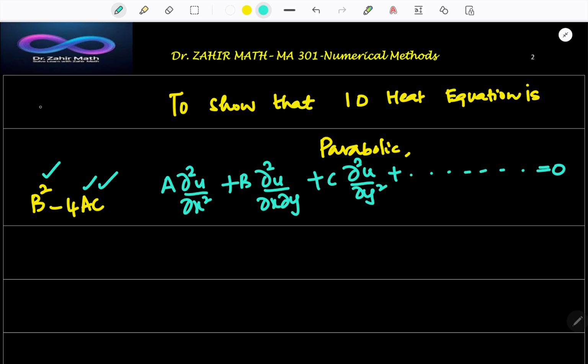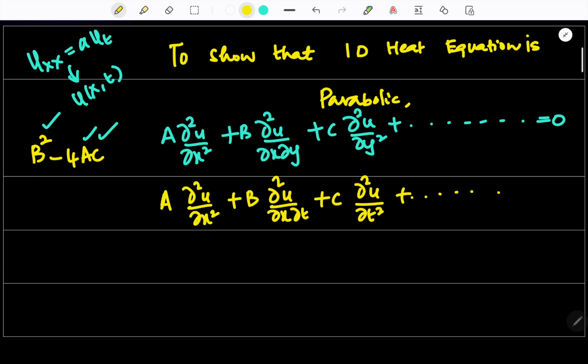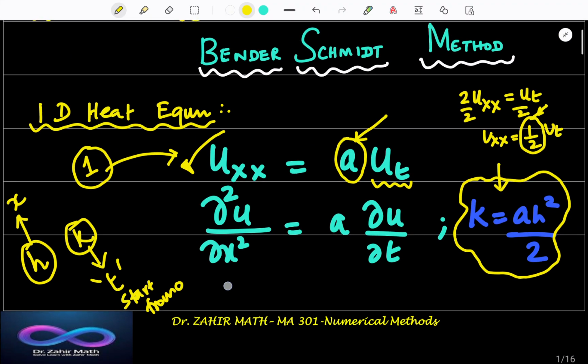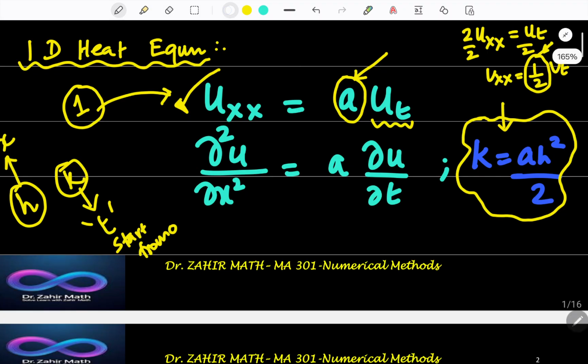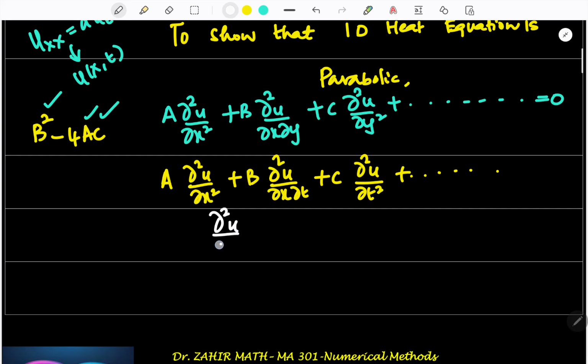In this case, your equation is Uxx equals A times Ut, and the solution is U of x comma t. So it means this equation takes the form A into dou square u by dou x square plus B into dou square u by dou x dou t plus C into dou square u by dou t square. Compare this with your one-dimensional heat equation: dou square u by dou x square is equal to A times dou u by dou t.